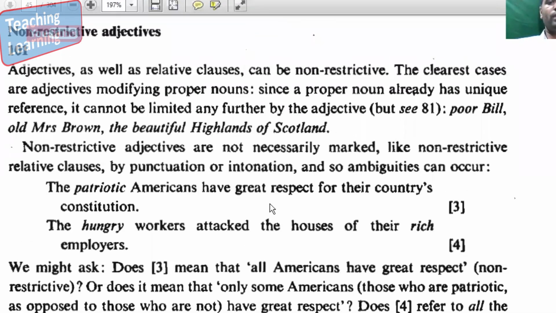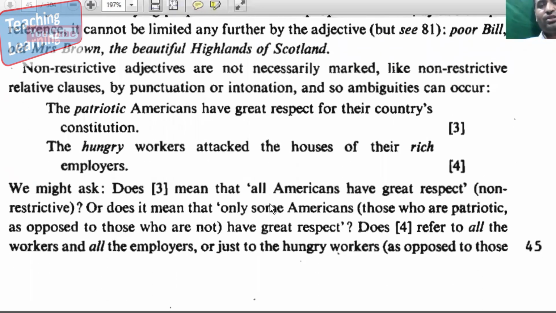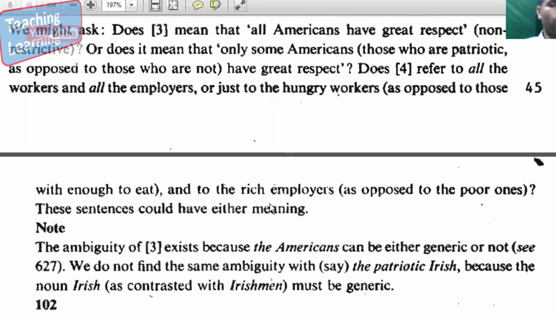Non-restrictive adjective. Sometimes even the proper noun can be a non-restrictive adjective. For example, the patriotic Americans have great respect for their country's constitution, and the hungry workers attacked the houses of their rich employers. I have already discussed these things that I'm trying to show you.